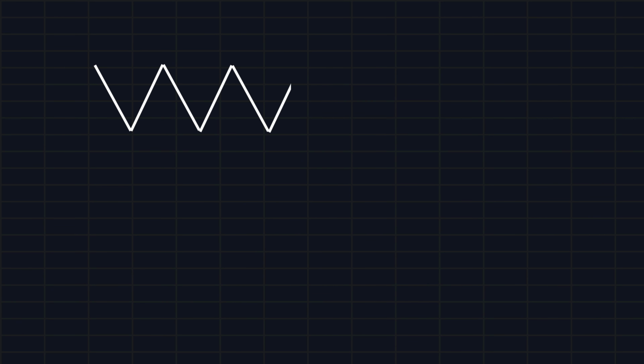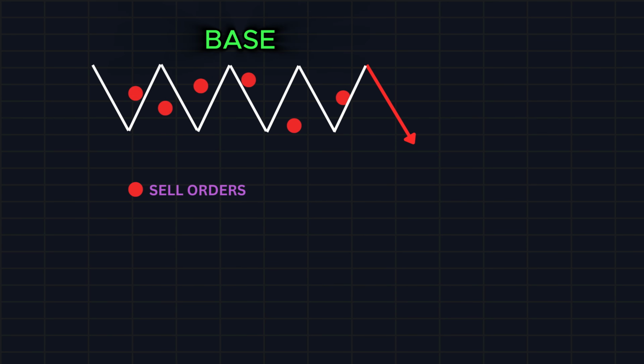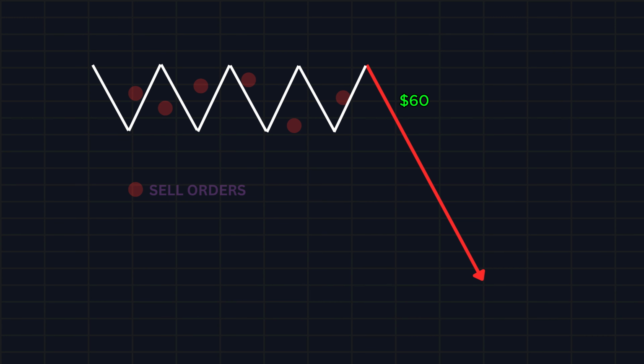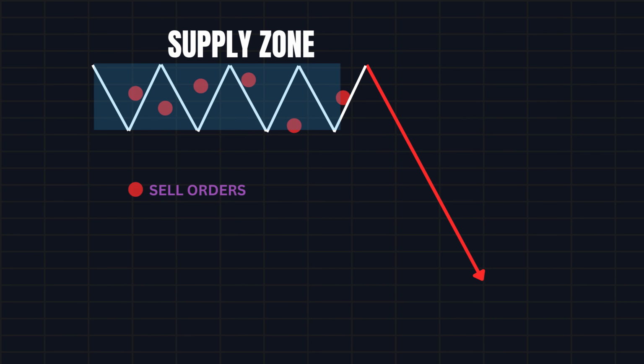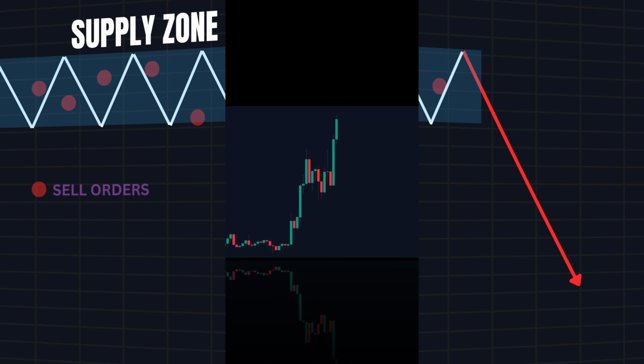The same thing happens with supply. A bank needs to sell a massive position, so they sell it off in chunks inside a small base before the price completely collapses. Let's say they want to sell at $60. They can't dump it all at once or the price will plummet. So they sell it in pieces between $59.50 and $60.50. That base is now a supply zone, probably filled with their leftover sell orders.